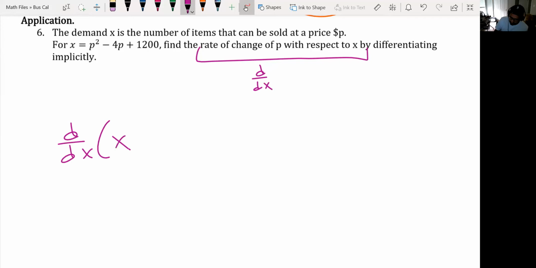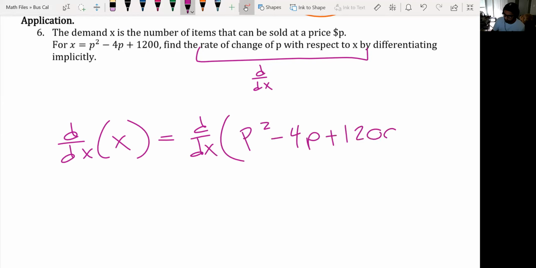So we'll say d over dx of X equal to d over dx of P squared minus 4P plus 1200. Okay. On the left side, that's easy. The derivative of X with respect to X, that's just 1. On the right side, it's going to sound funny. So just imagine that these are y squareds, and that's a 4y. So I said it earlier, you can just replace any other variable, and you'll still get your primes.